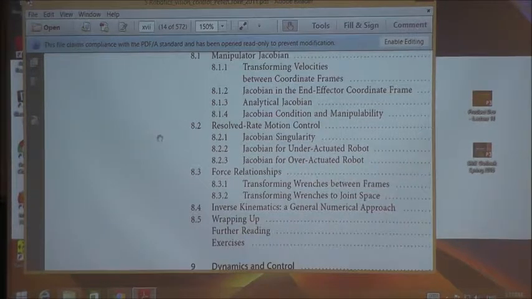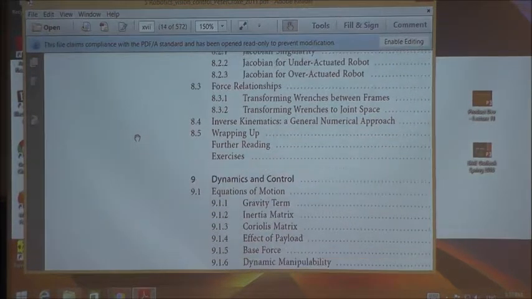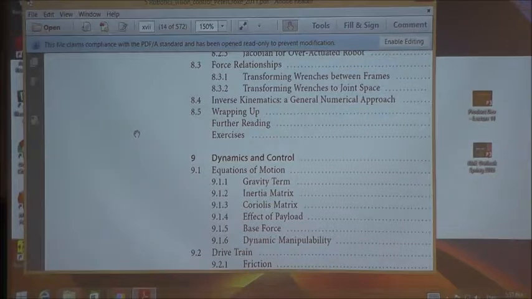The Jacobian is important: the transformation between joint velocity and Cartesian velocity. You need to read on that. And again, your appendices are important too. You can take a look at those appendices in the book.